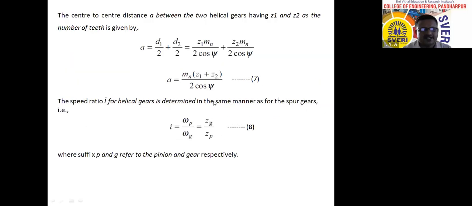Therefore, we are getting center distance. Center distance means the distance between the center lines of the two gears, or the distance between the two centers. A is equal to D1 divided by 2 plus D2 divided by 2. Therefore, if you substitute the values of D1 and D2, we get the equation for center distance, that is Mn into bracket Z1 plus Z2 divided by 2 cos psi.